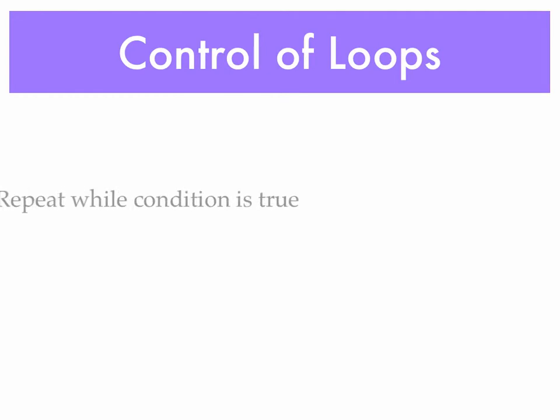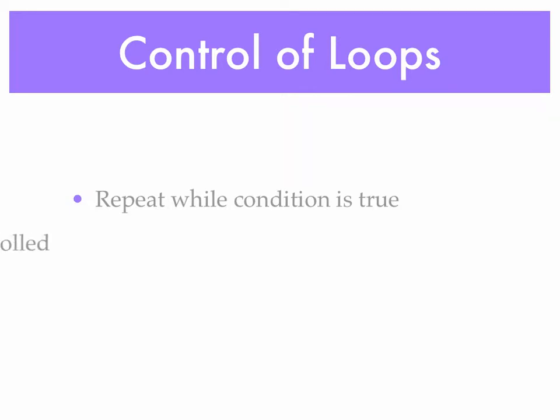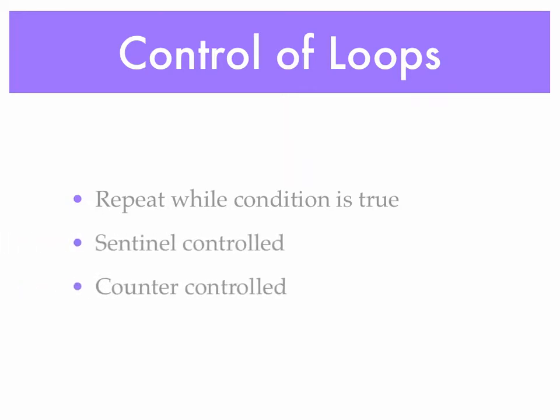Now when we're working with loops, we truly want to control them, because loops will repeat while a condition is true. So we want to control the repetition of our loops. We know that a loop will repeat as long as the condition is true. Two of the common ways to control loops are sentinel values and counters.